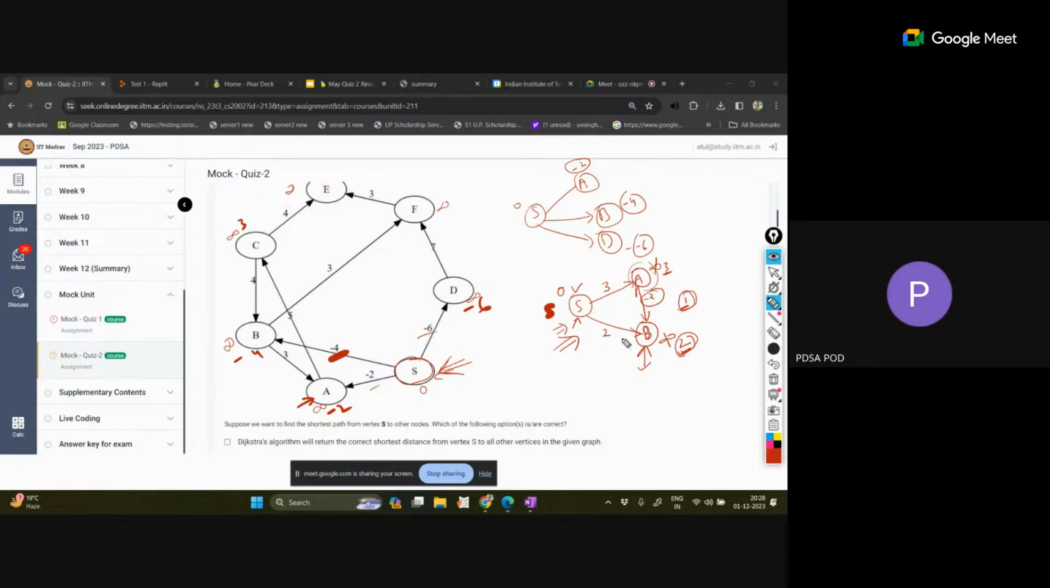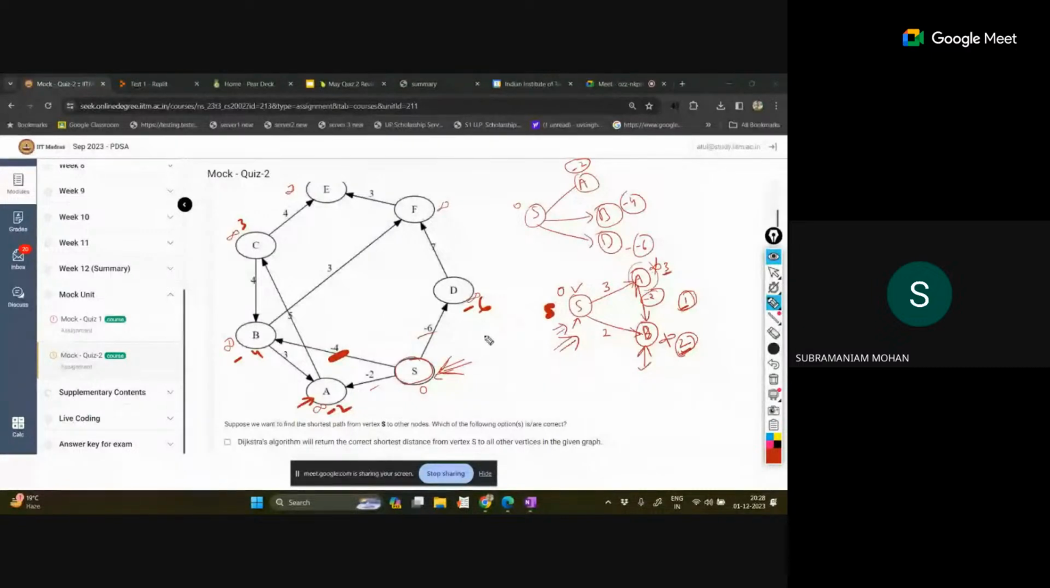Okay, so in this case, if we are updating the weights of S to A, S to B, S to D, this is the correct solution. You cannot get any lesser solution from any other edge in this graph. This is the only possible correct solution for S to D, S to A, S to B, because this is not affecting any previous decision which we have already taken.